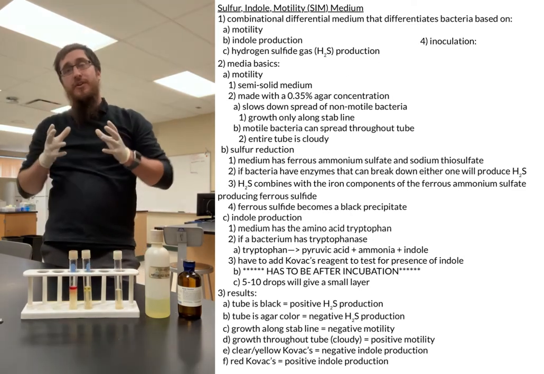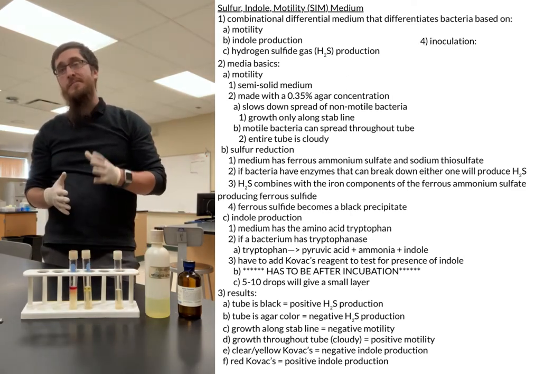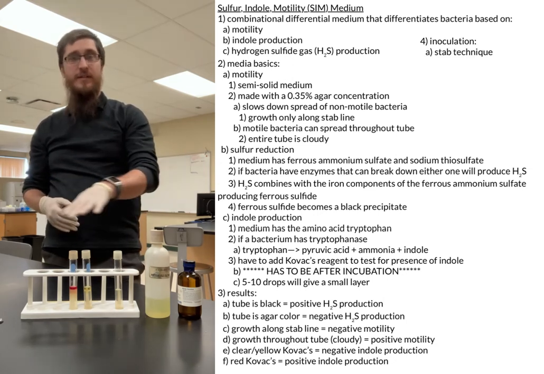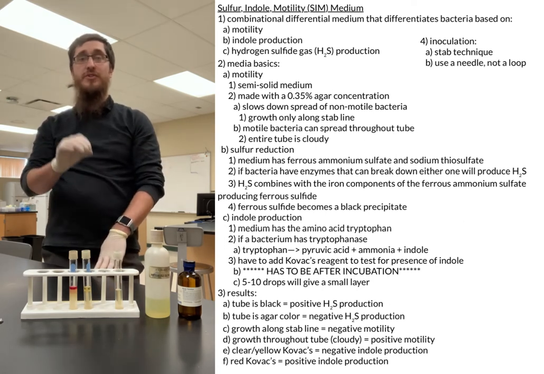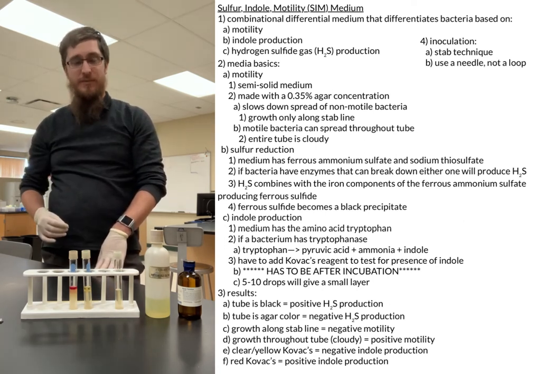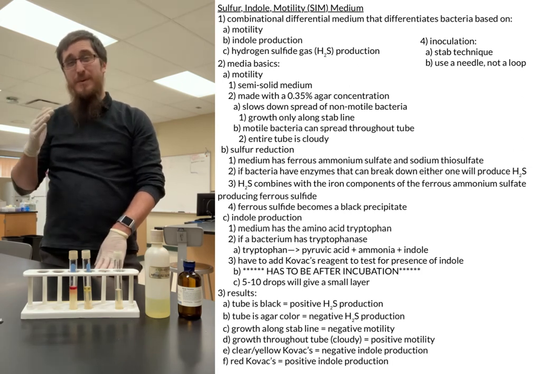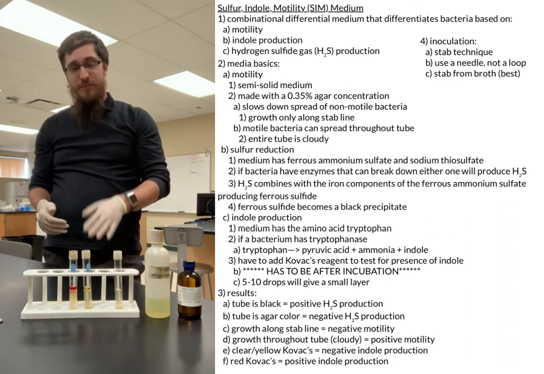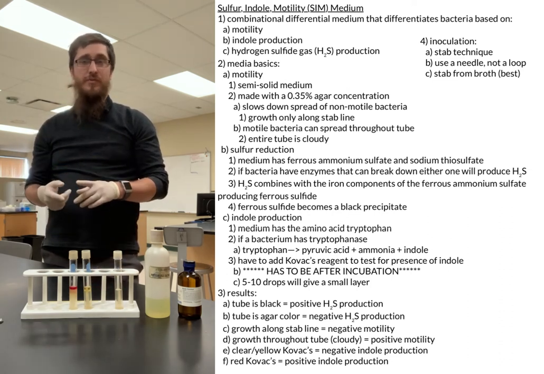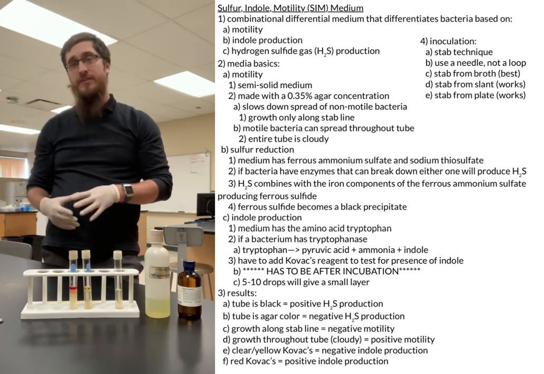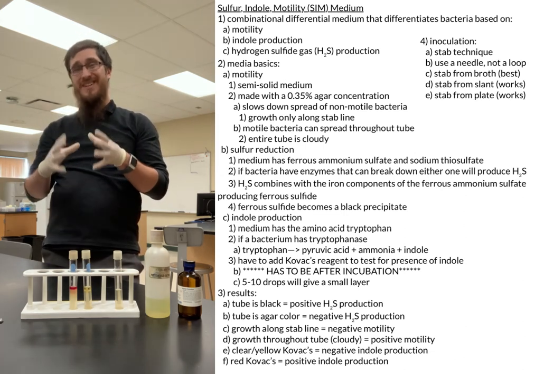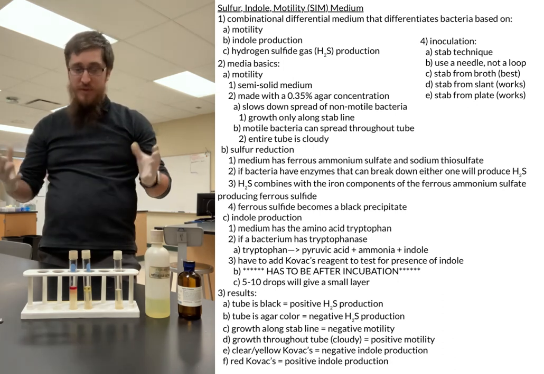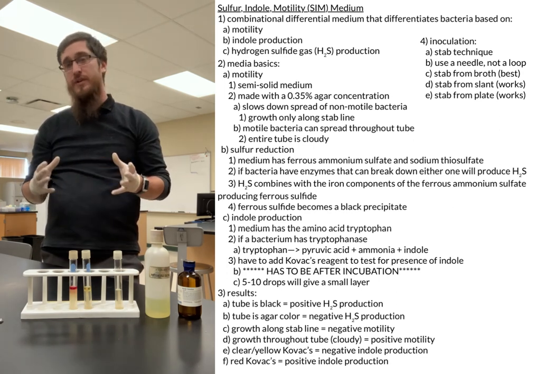In terms of inoculating the tubes themselves, you have to use a stab technique. We have to use our stab technique in order to inoculate this medium, and you want to make sure that you use a needle, not a loop, to do the stab technique. It's generally best to do the stab technique from a broth, so a broth to our deep here, but you can also do it from a slant or from a plate if you have your sample on a slant or a plate. It just tends to look nicer and come out better if you do it from a broth. But with that in mind, that should be everything that we need to know for our sulfur indole motility medium.